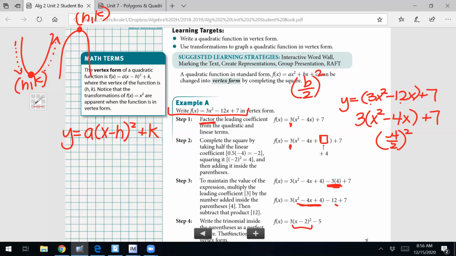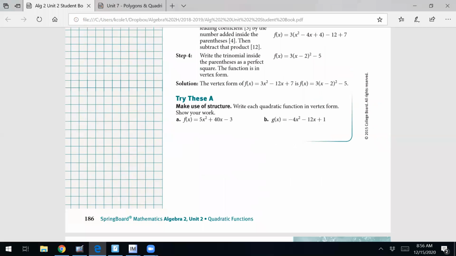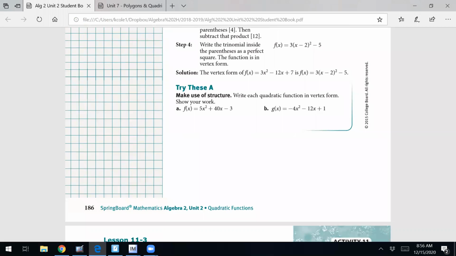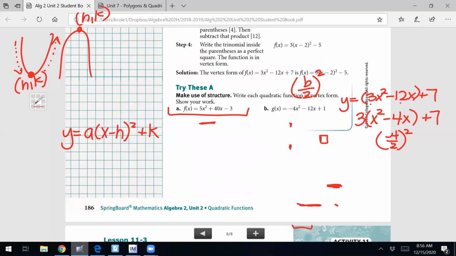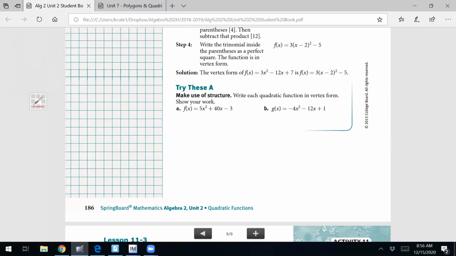Let's go to the next page, actually just down below, because they give us several to work with. So let's take detailed notes so that you can do this on your own. The first thing that you're going to do is group the first two. Always. You do that every single time. Group the first two. Once you've grouped the first two, then you're looking for the greatest common factor. What do 5 and 40 have in common? The 5. And almost all the time, it's going to be whatever a is.